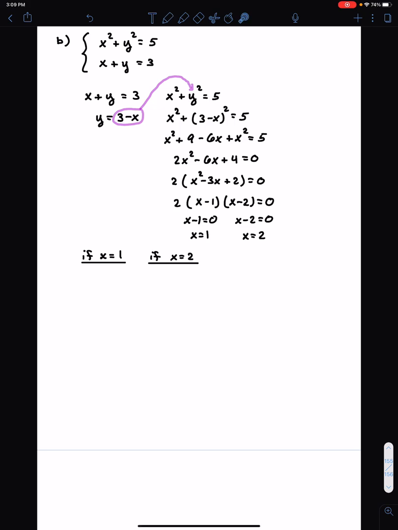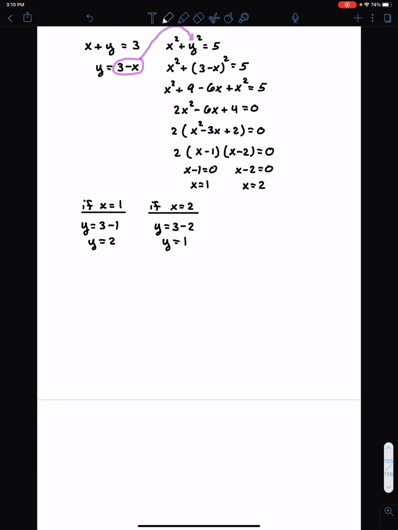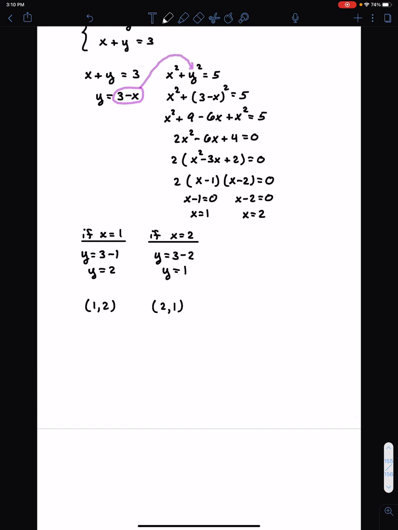When x is 1, I'm going to plug it into this equation since y is by itself. So y is equal to 3 minus 1. So y is equal to 2. When x is 2, y is 3 minus 2. So y is 1. So my two solutions are 1, 2, and 2, 1. So these are the 2 points where the line intersects the circle.